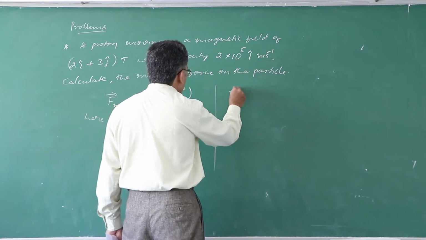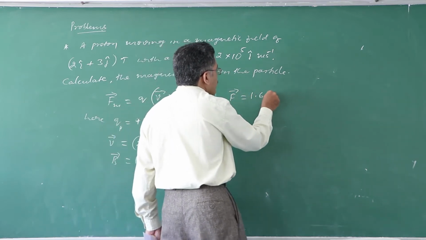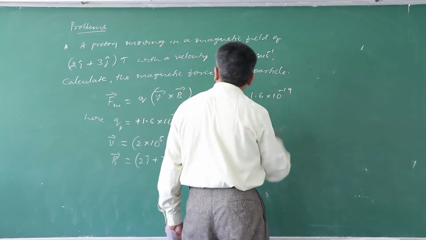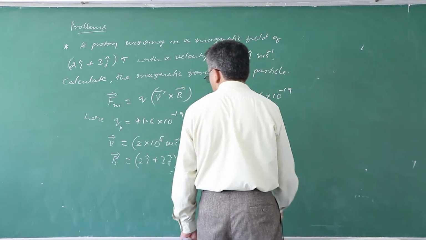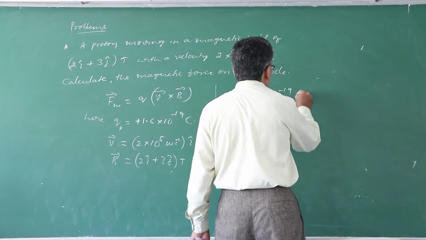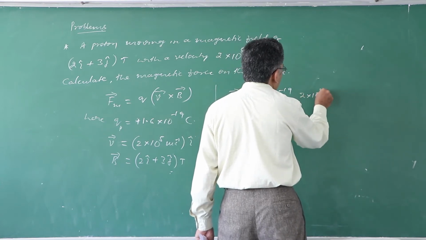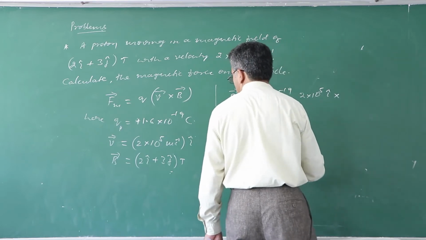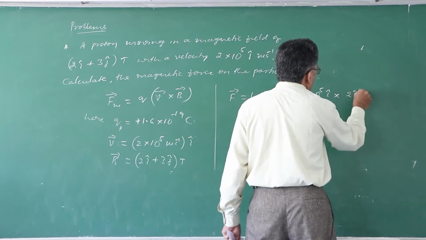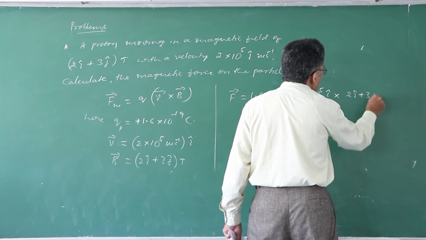F is equal to 1.6 into 10 raised to minus 19. So you must consider this cross product: 2 into 10 raised to 5 into I cap cross 2 into I cap plus 3 into j cap.